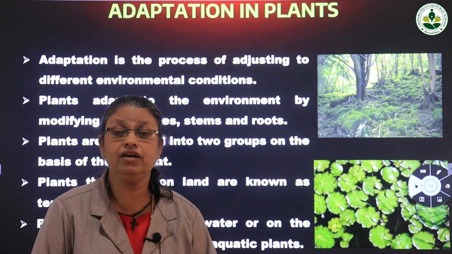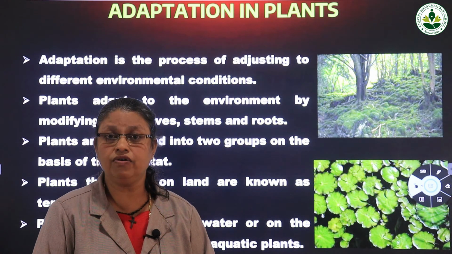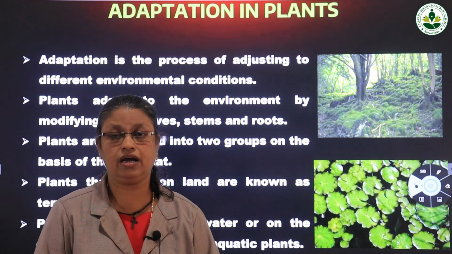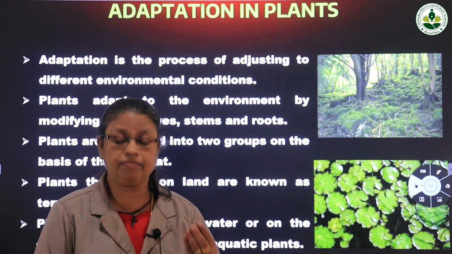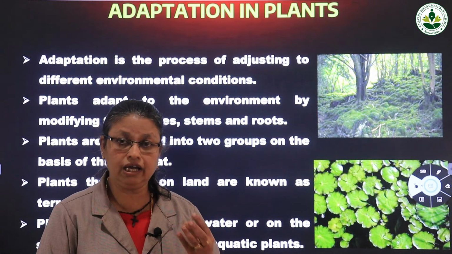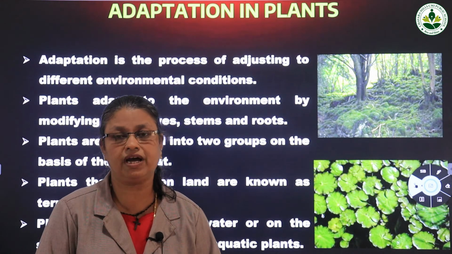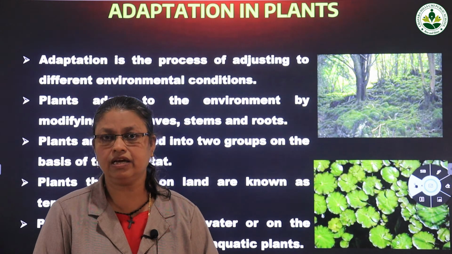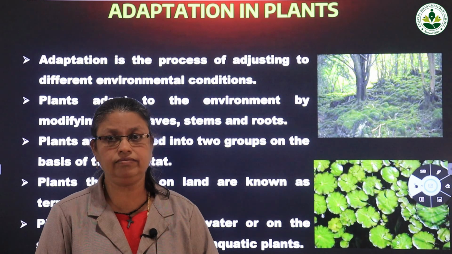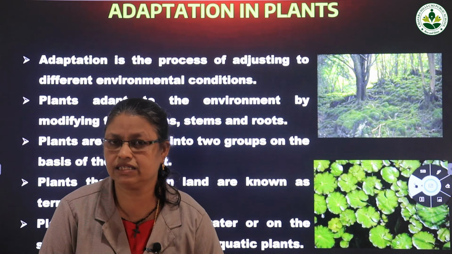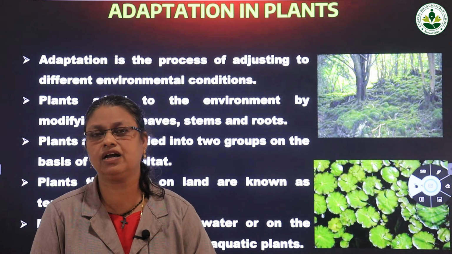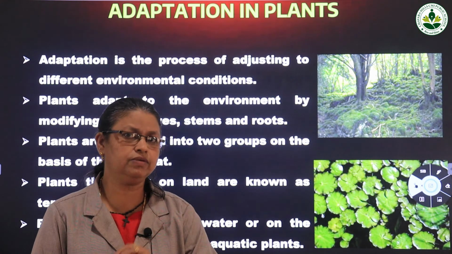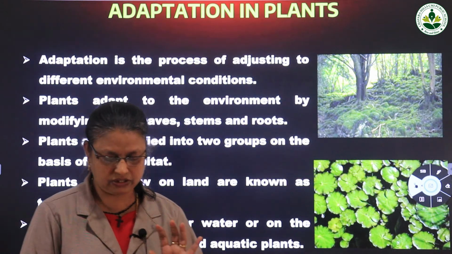That means where they are found. Plants are found on land as well as in water. So the plants that live on land are called terrestrial plants, and the plants that live in water are called aquatic plants. So plants are classified into two groups according to their habitat: plants that grow on land, terrestrial plants; plants that grow in water, aquatic plants. Okay.